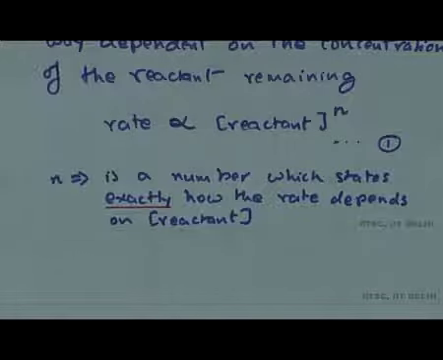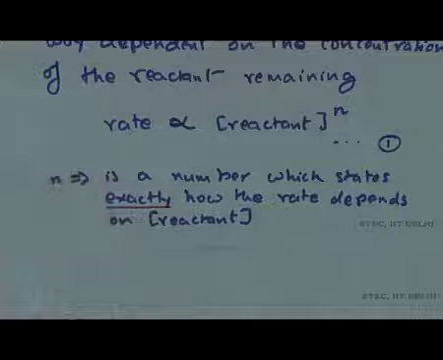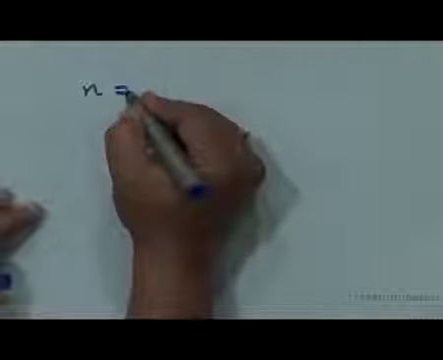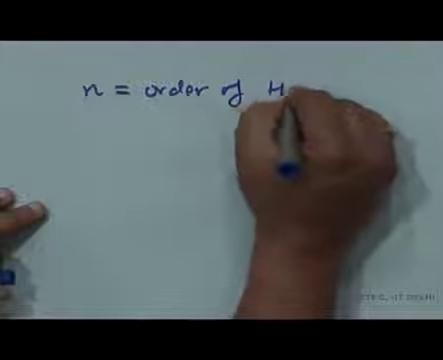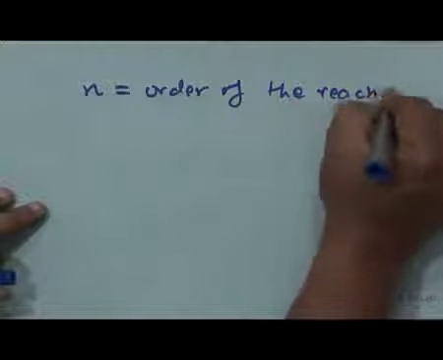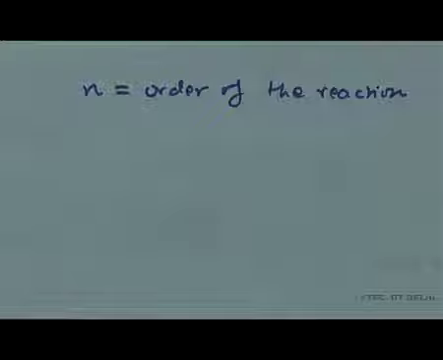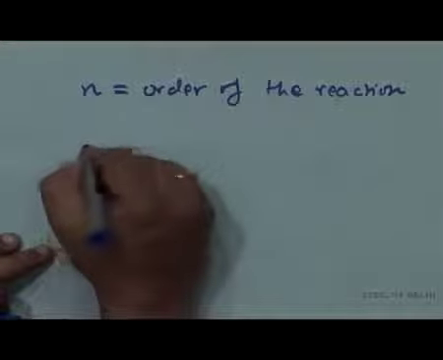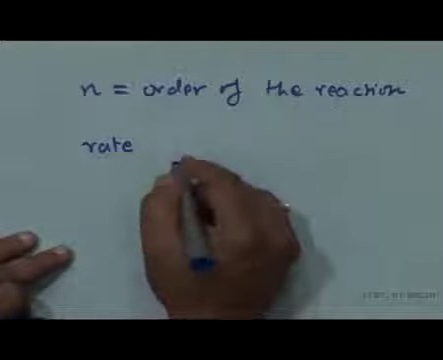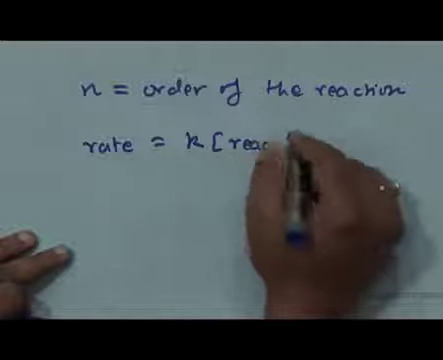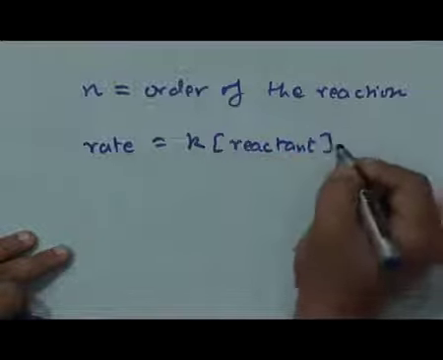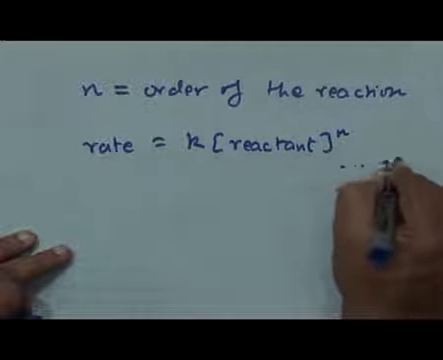So, this n states exactly the nature of dependence of the reaction rate on the concentration of the reactant. N, therefore, is the order of the reaction, right. And we can remove the proportionality and write that rate is equal to k times the concentration of reactant raised to the power n. Let this be equation 2.